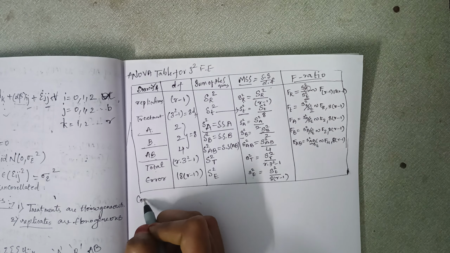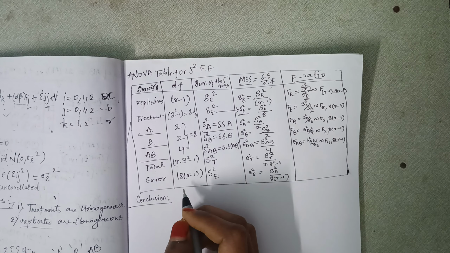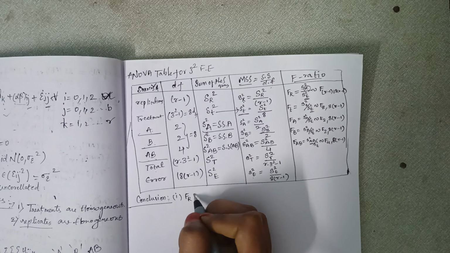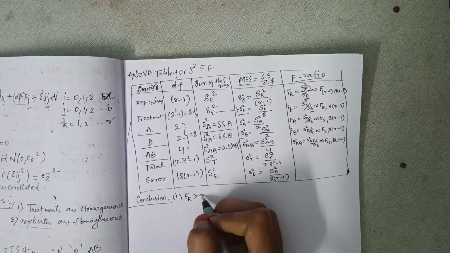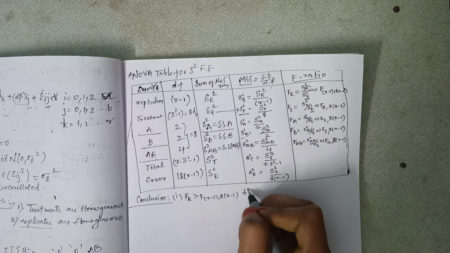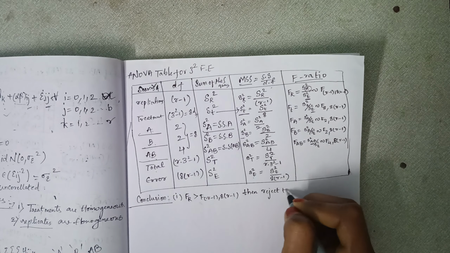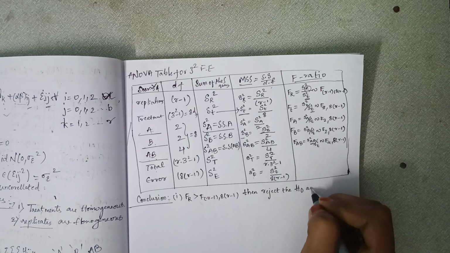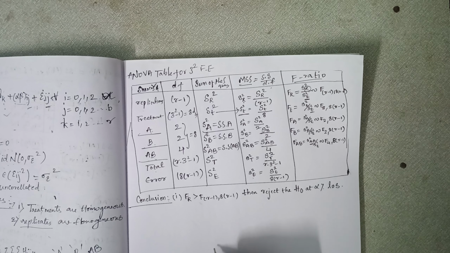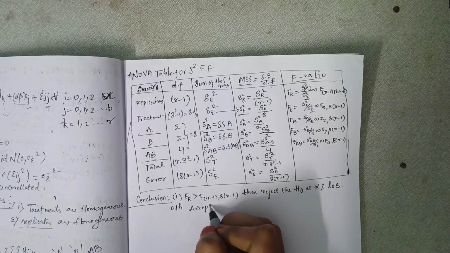And now the conclusion is, for all the factorial experiments, the conclusion is the same. If the calculated value is greater than the tabulated value, then reject the null hypothesis, that is H naught, at alpha percent level of significance. Otherwise, accept the null hypothesis H naught.